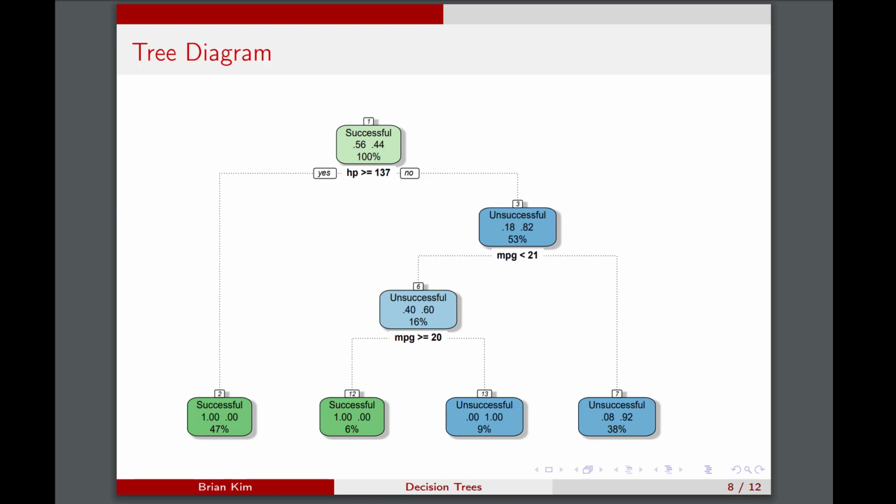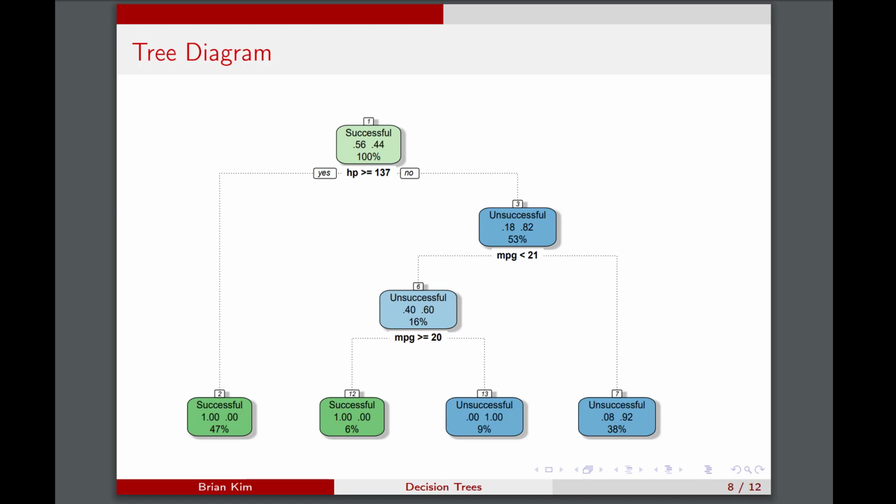And so it makes that first split, right? The first split that it makes, the split that it determined was the best at splitting the data into unsuccessful and successful, is HP greater than or equal to 137, right? So basically, if horsepower is greater than or equal to 137, we go to yes, and there are 47% of the data there, all of which are successful. And then we look at the other side. If horsepower is less than 137, that is the no side of that branch, it goes into the next node. We see there it's mostly unsuccessful, 82% unsuccessful, with 53% of the data there.